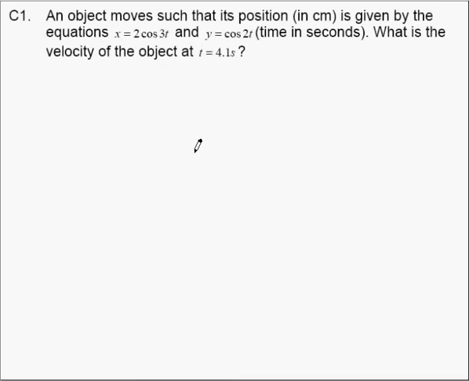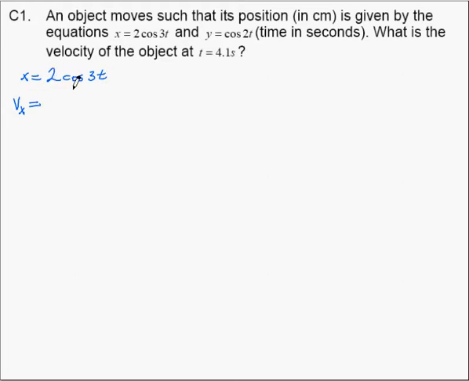This question is in part C of the midterm review, and it deals with curvilinear motion. So we have x position and y position, and we're asked for the velocity of the object at a given time. We'll start with the x position, and hopefully we remember that the derivative of the x position is the x velocity, or the x component of the velocity.